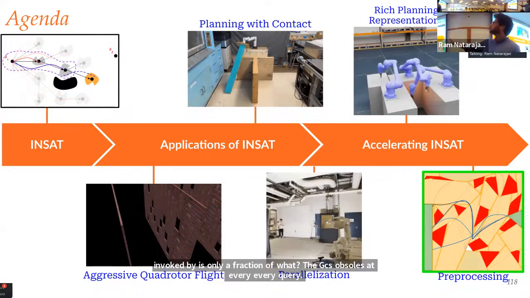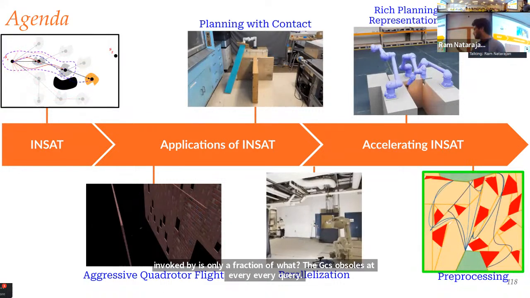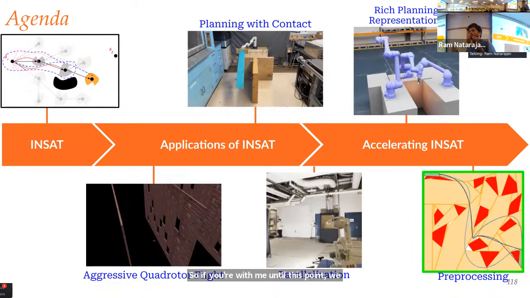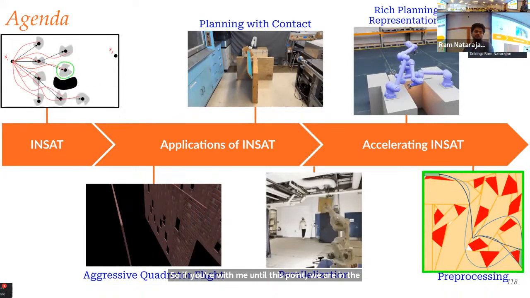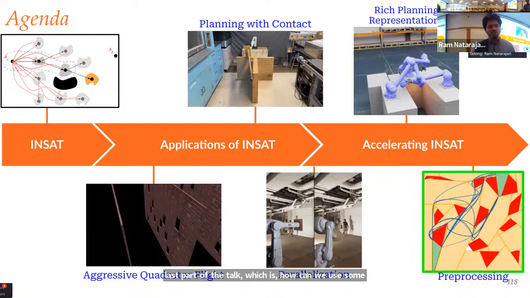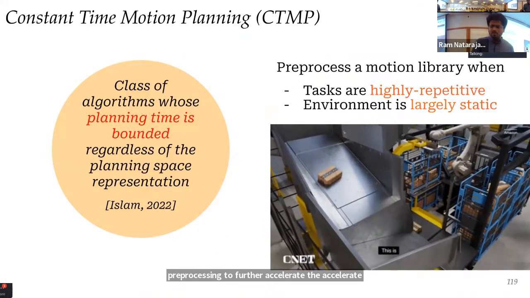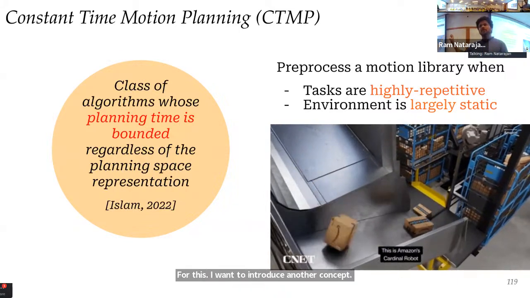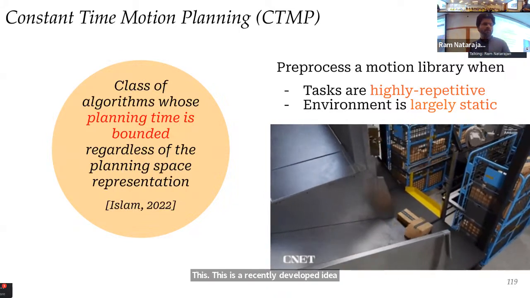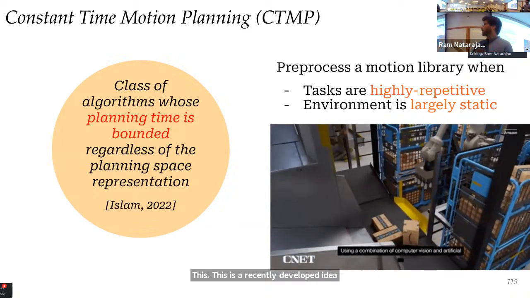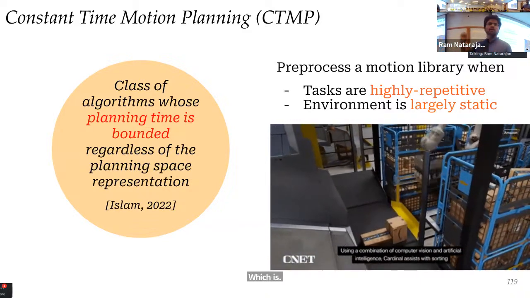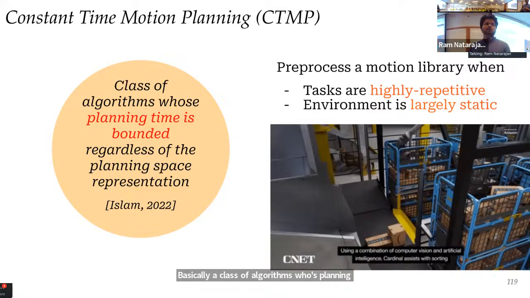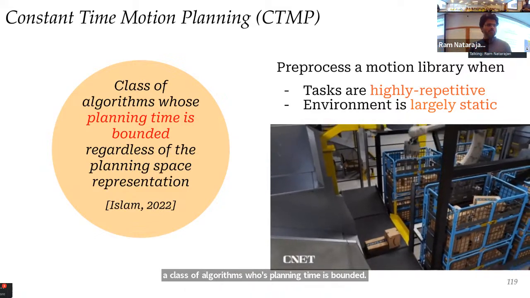So if you were with me until this point, we are in the last part of the talk, which is how can we use some pre-processing to further accelerate the insight, right? For this, I want to introduce another concept. This is a recently developed idea called constant time motion planning, which is basically a class of algorithms whose planning time is bounded, irrespective of what planning representation or approximation you use.